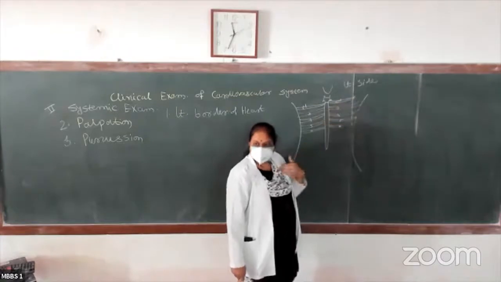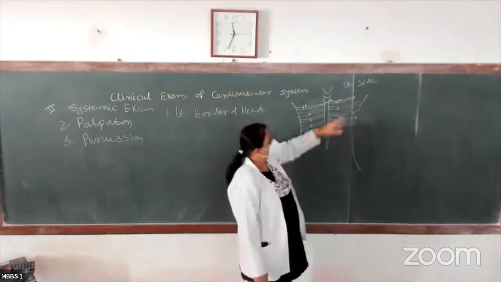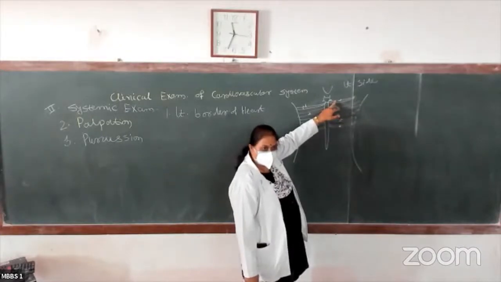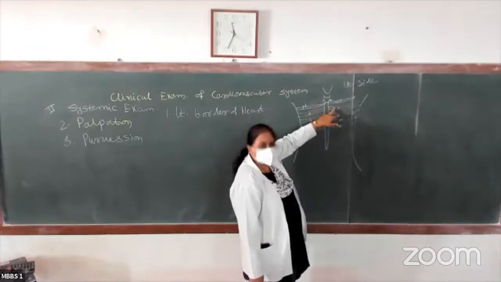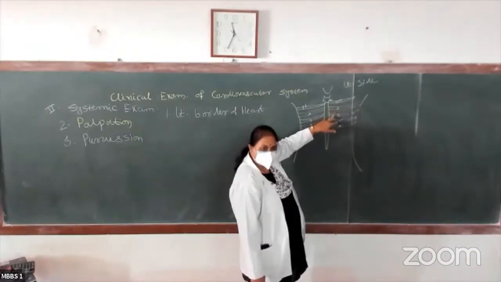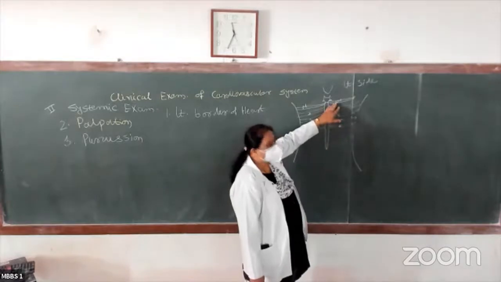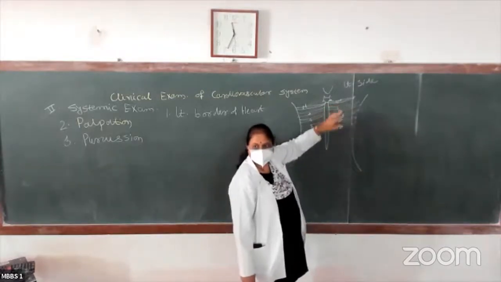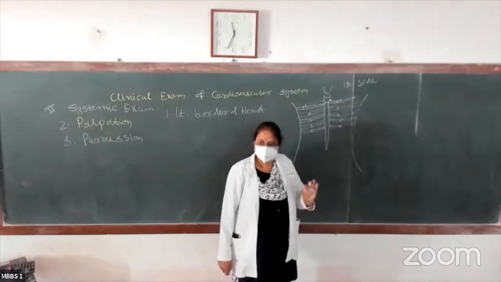Then below the second rib, there is a depression. That is the intercostal space. So palpate the second rib, then there is a little depression. That is the space. Then again, third rib space, fourth rib space, fifth rib space. The prominent part is the ribs and the depression is the intercostal space. Between the two ribs, there is the space that is the intercostal space.